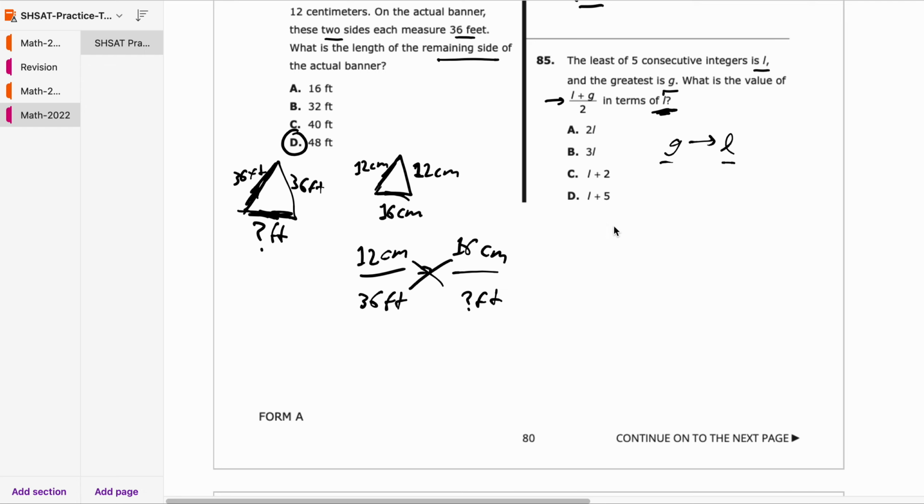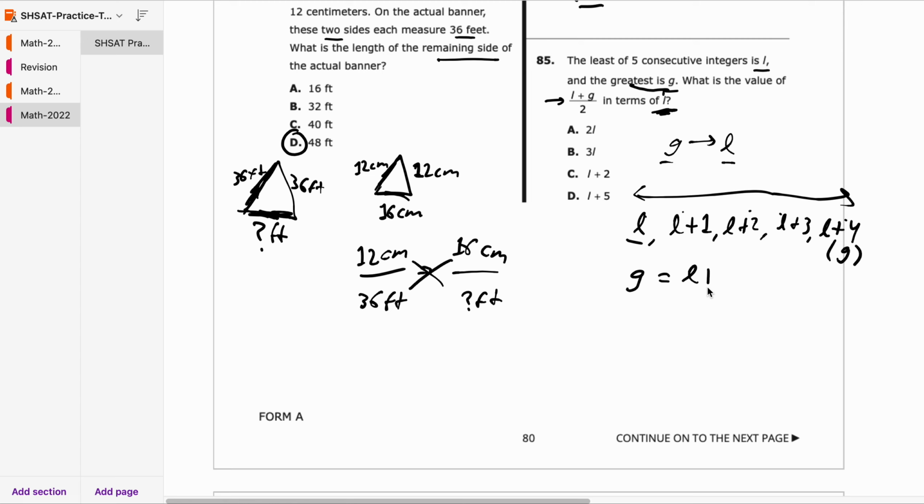Okay, so we know that if L is our least consecutive integer, then we have L plus 1, L plus 2, L plus 3, L plus 4, right? So these are our 5 consecutive integers: first, second, third, fourth, fifth. And so our smallest is L, and then we're told that the greatest is G. So L plus 4 is actually G. And so now we know that G is going to be L plus 4. So we've expressed G in terms of L.